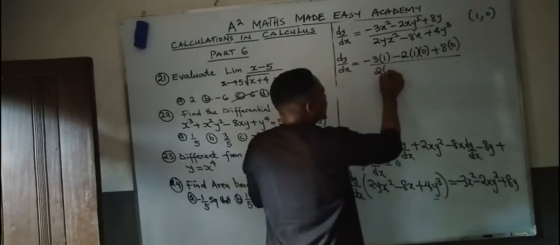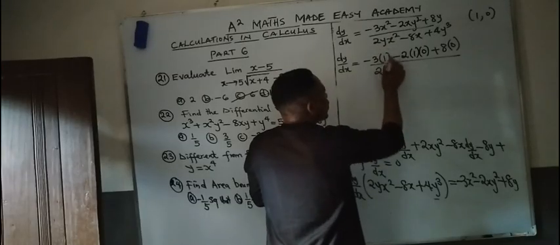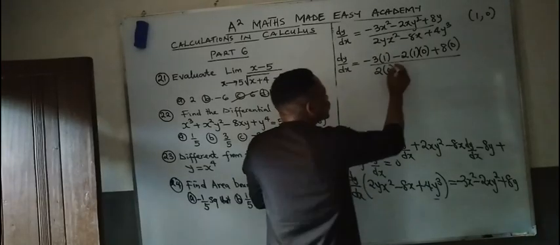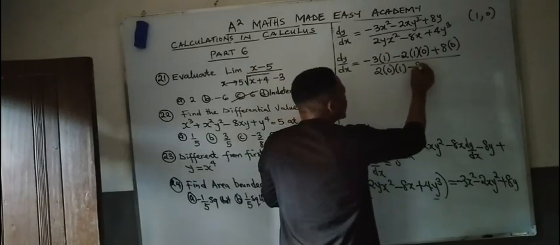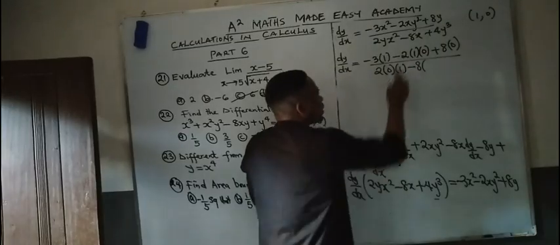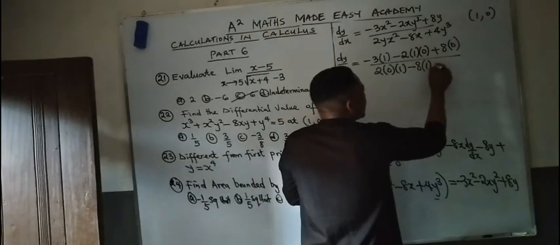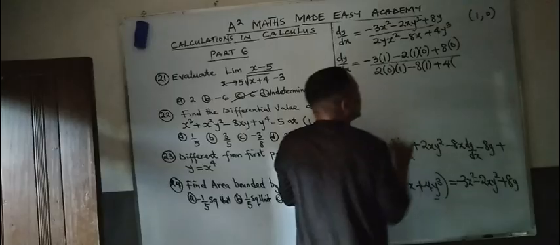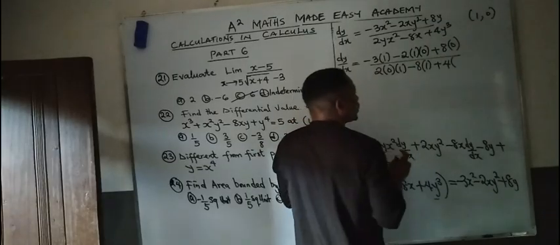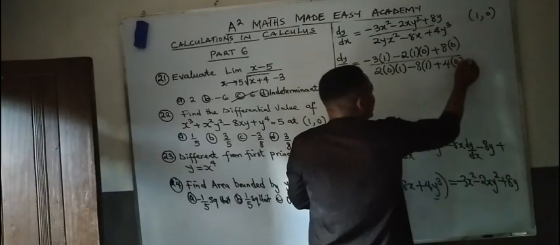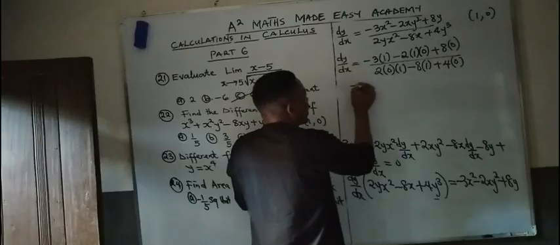This is 2 brackets. What is y? 0. What is x? 1, and 1 squared is 1. Minus 8, open bracket, what is x? 1. Then plus 4, open bracket, what is y? 0. 0 raised to the power 3 will give you 0. Let's look at what is remaining now.